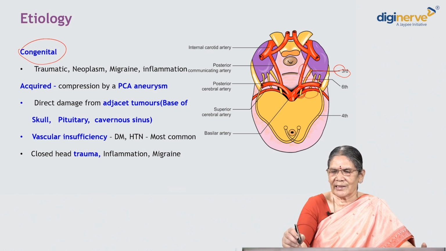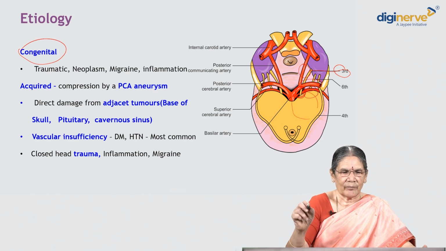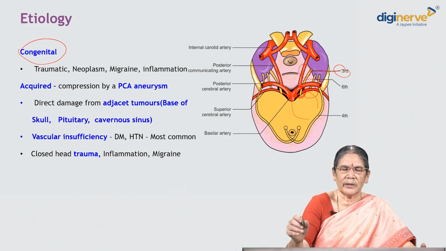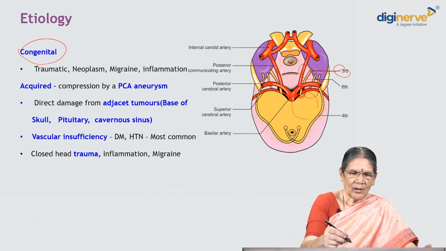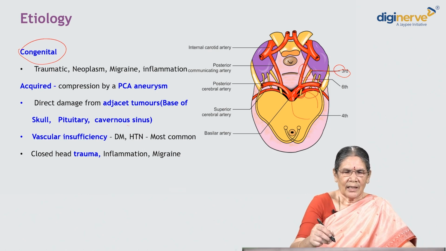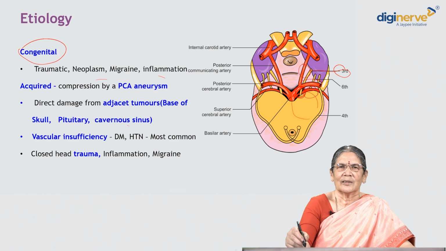Do note, it is very different. It is a compressive pathology on the nerve. So, the tumors anywhere here also can cause a compressive pathology. This is direct damage from adjacent tumors, which could be anywhere from the base of the skull or pituitary or cavernous sinus. And usually what is important here is that the pupillary fibers also get involved.